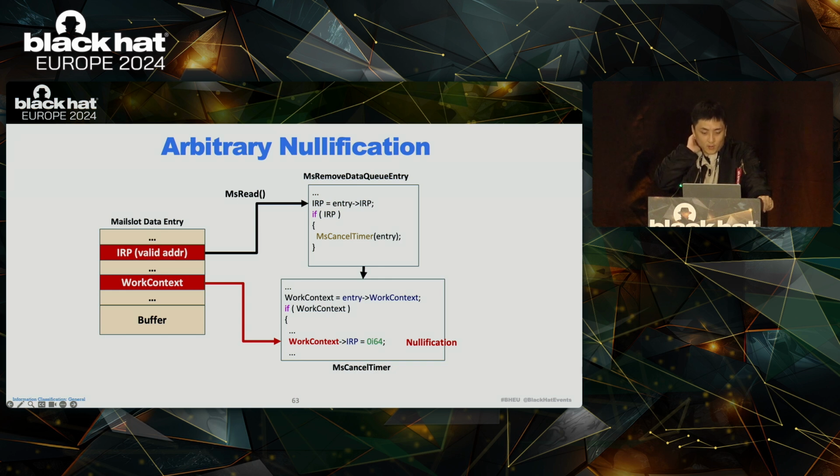When a read is performed on a Mailslot, the corresponding data entry is freed, and the MsRemoveDataQueueEntry function is called. If the value of the IRP member is non-zero, the function assumes that it is waiting for a timer and calls the MsCancelTimer function, which sets the IRP value in the worker context object to 0. This enables us to make the value at any address 0, meaning arbitrary nullification is possible if we manipulate the IRP and worker context members of the Mailslot context entry object.